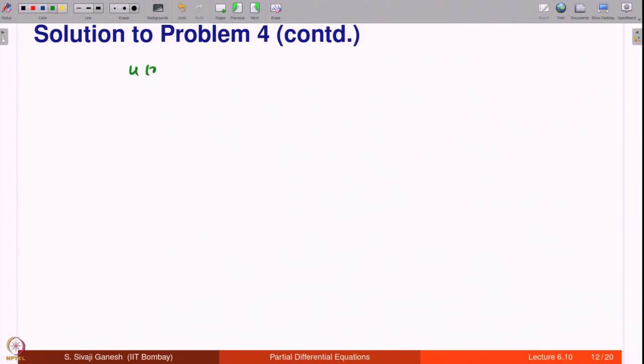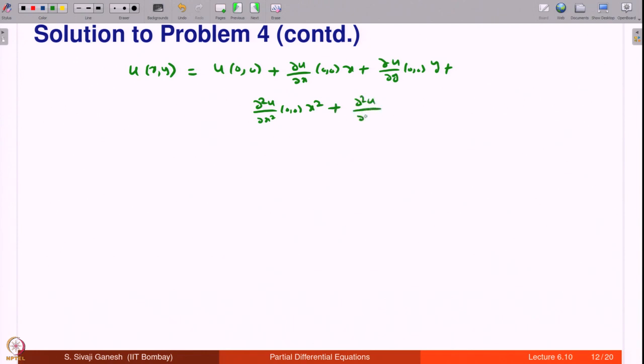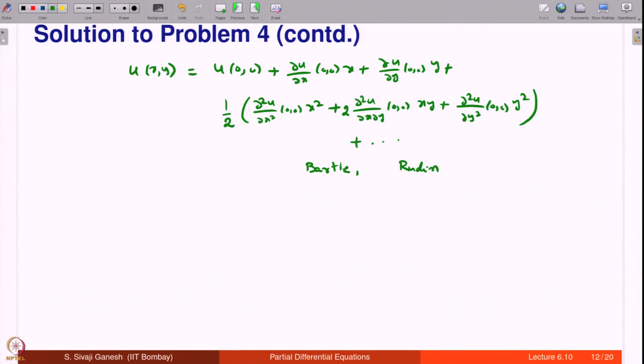So, writing down the Taylor series, what we get is u of 0 0, I will write only a few terms, dou u by dou x at the point 0 0 into x, dou u by dou y at the point 0 0 into y, plus second order derivatives, dou 2 u by dou x dou y, this will come with 2, at 0 0 x y, plus dou 2 u by dou y square into 1 by 2 and so on. If you want to understand the Taylor series, you can consult any book on multivariable calculus, in particular Rudin's book on mathematical analysis and Bartle's book on elements of real analysis.